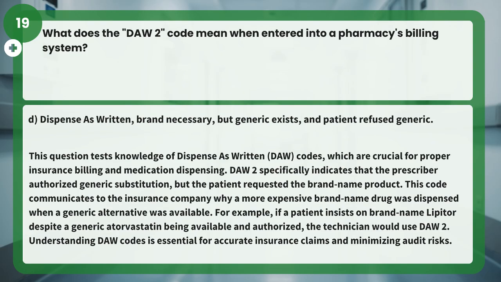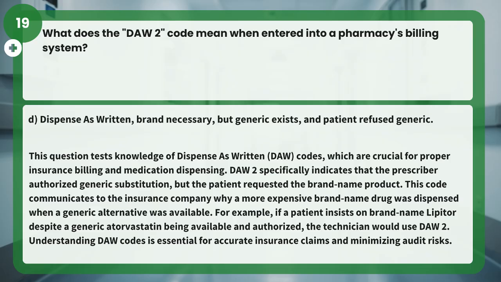Answer D. Dispense as written, brand necessary, but generic exists and patient refused generic. This question tests knowledge of dispense as written DA2 codes, which are crucial for proper insurance billing and medication dispensing. DA2 specifically indicates that the prescriber authorized generic substitution, but the patient requested the brand name product.